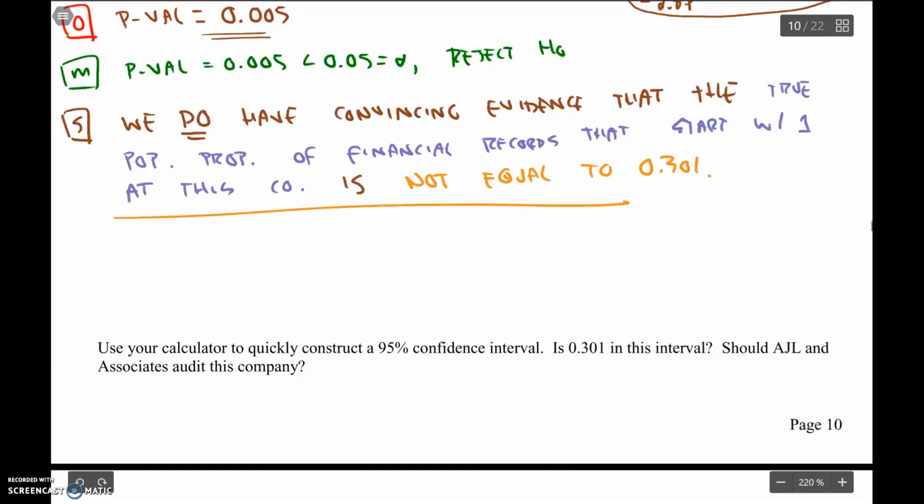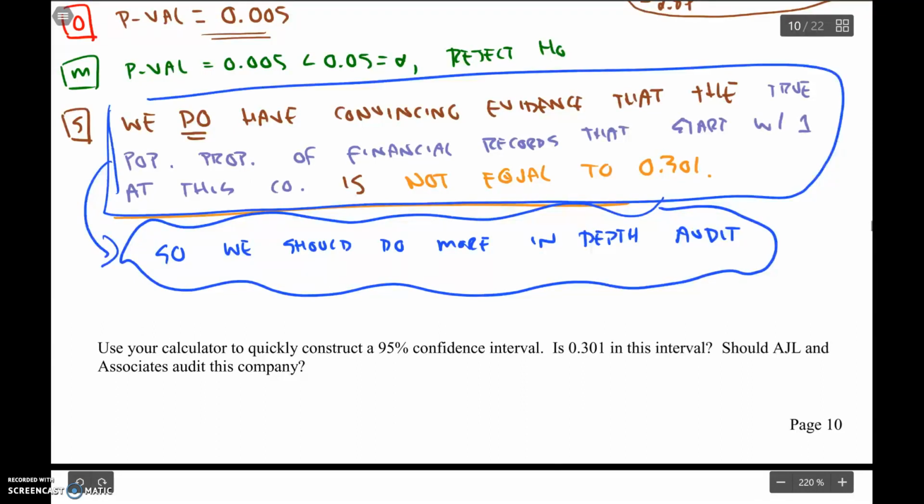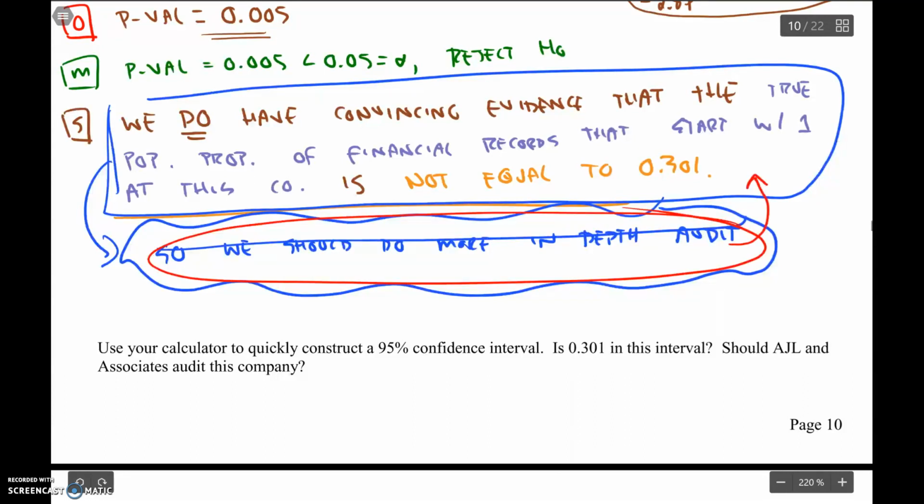There's our conclusion. So basically we have convincing evidence that it's not 30%, so we should do a more thorough, more in-depth audit. This is kind of optional, but that's the conclusion you kind of want to make. But you can make both of these, or you could just do this one and not do this one. But don't think you can just do this one here, because this one does not replace this one here. They want to see you make a conclusion in terms of the parameter of interest and the alternate hypothesis, okay?